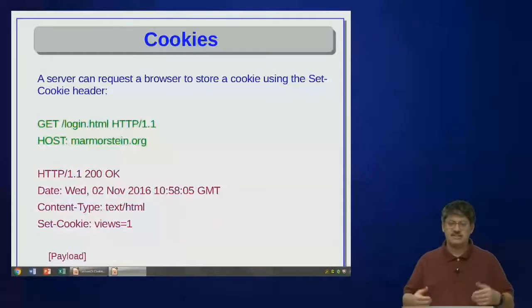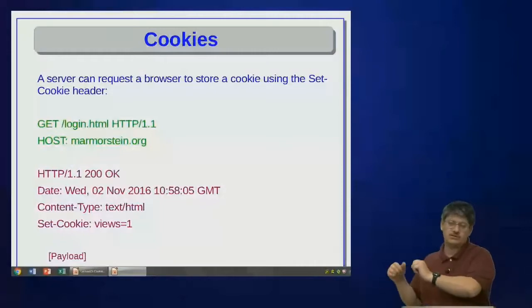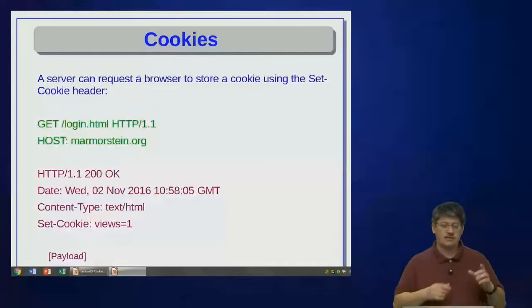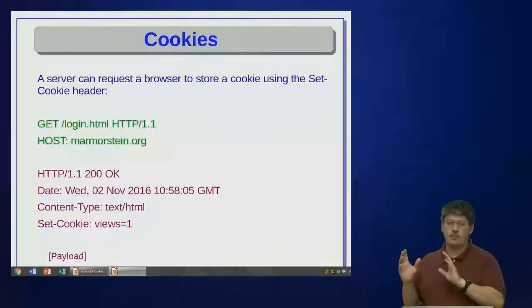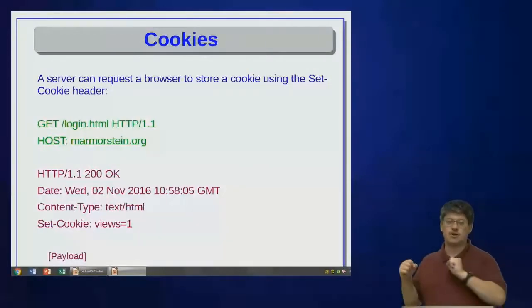So here is an example HTTP transaction. Remember, with HTTP, the client initiates the transaction. The client dials in and sends an HTTP request, and we get back an HTTP response from the server. So the client is going to send a request, and this request is GET /login.html using version HTTP/1.1. And then we also send a header, the Host header, that says I want the web page for the host marmerstein.org. So we're going to look for marmerstein.org/login.html. The server goes to the disk and finds login.html, and it's very happy.